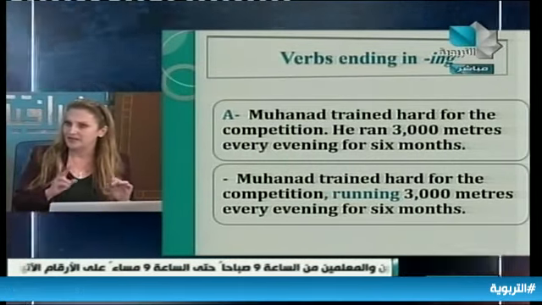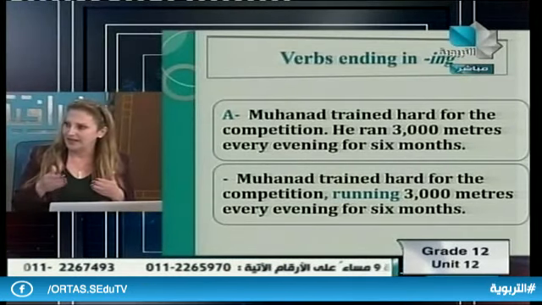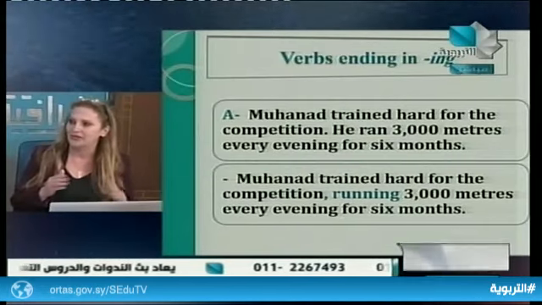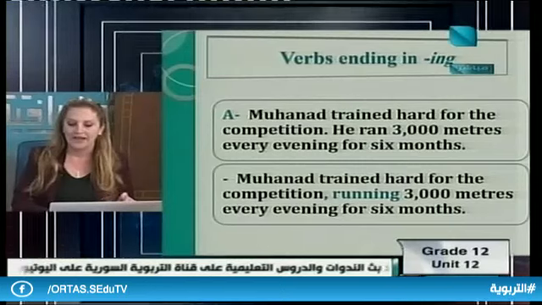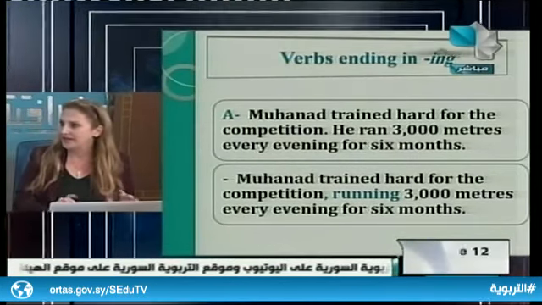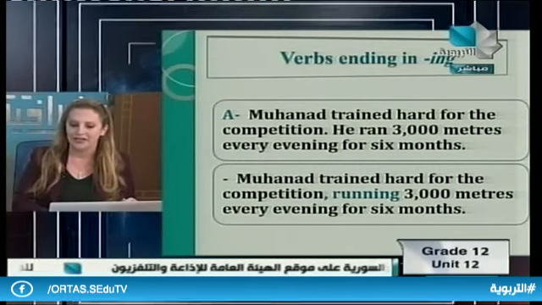When we have two sentences with the same person, we can omit the subject of the second sentence and link it with the previous one by using the ing form with a comma. The base form of the verb run, we double the last letter and add the ing form.